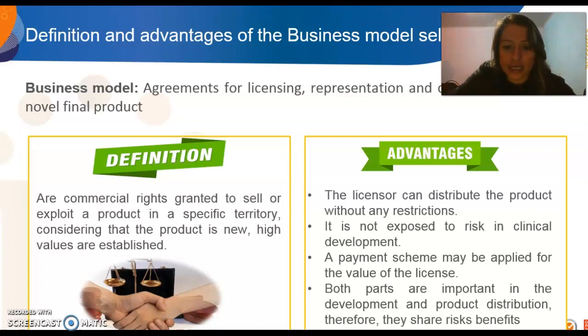Advantages: the licensor can distribute the product without any restriction. Is it not exposed to risk in clinical development? A payment exemption might be applied for the whole of the license. Both parties are important in the development and product distribution, therefore they share risks and benefits.